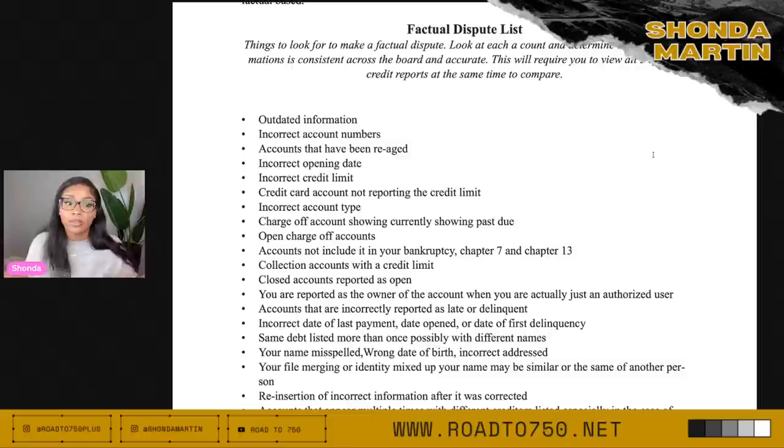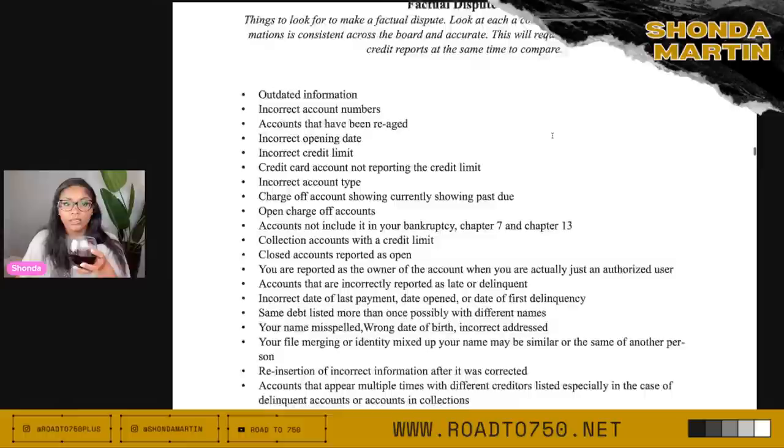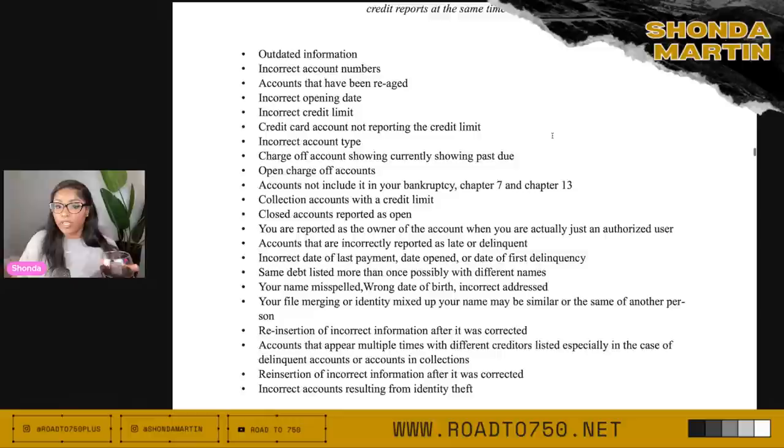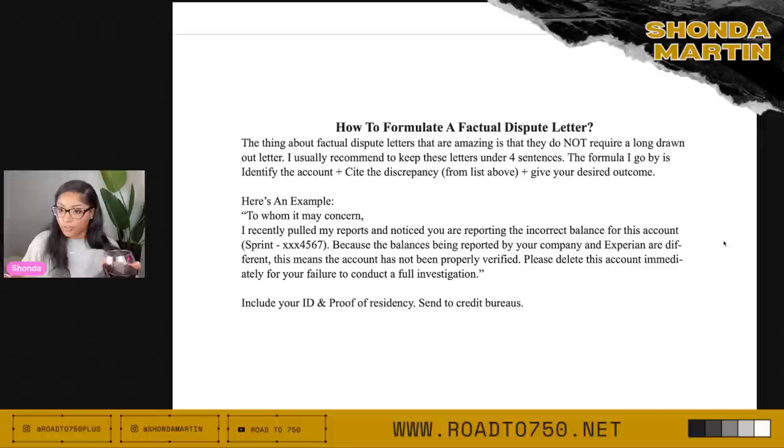All right. So this is all a list. We don't have to go over every one, but just screenshot it. These are different reasons that you're able to use if you find yourself in round three to cultivate a letter. How do you use this information to formulate a factual dispute letter? There's no one letter for factual disputes because obviously, depending on what you're challenging, the wording will be different. So this is just a loose formula.